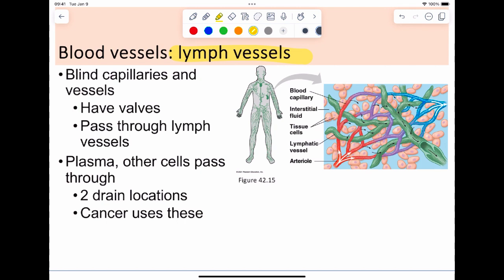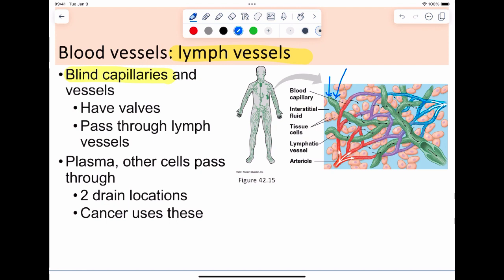They usually are referred to as blind capillaries, and the reason why we call them a blind capillary is they're found in capillary beds, but they have an ending. It's not a continuous circuit. There's just a tube that just ends right there, like this one right here. And that's what we would call a blind lymph capillary.